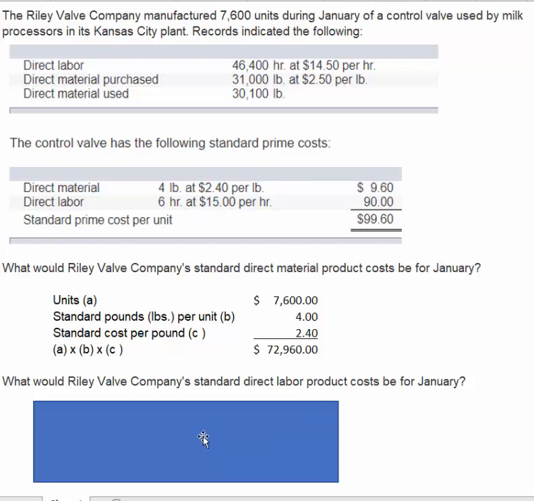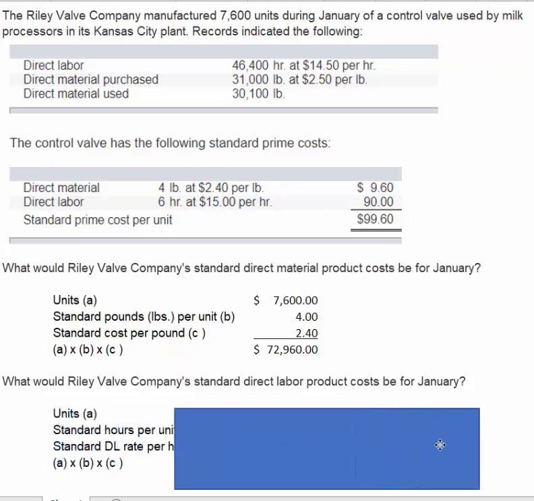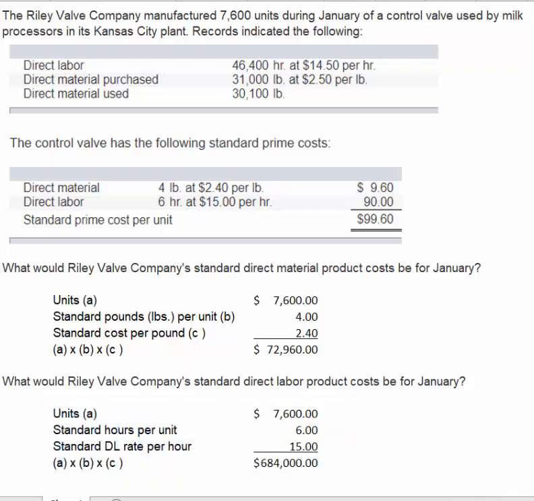Now, what about standard direct labor product cost? In other words, we've covered material, let's cover labor. Well, take the same units times the standard time, right? 6 hours per unit times the $15 standard rate. We come up with 684,000. So that's what the standard would call for direct labor.